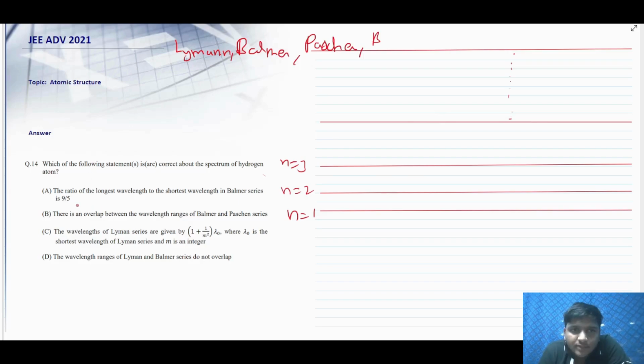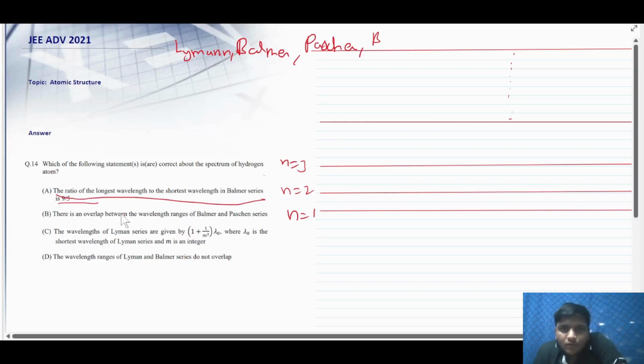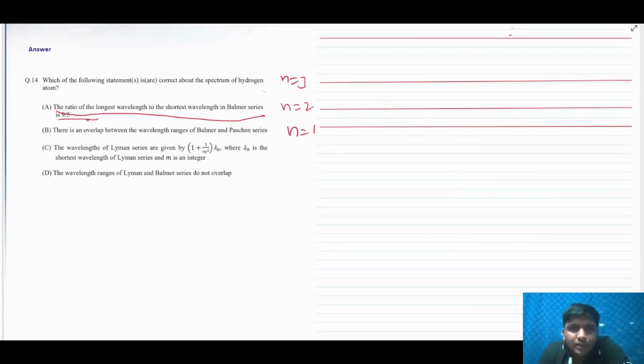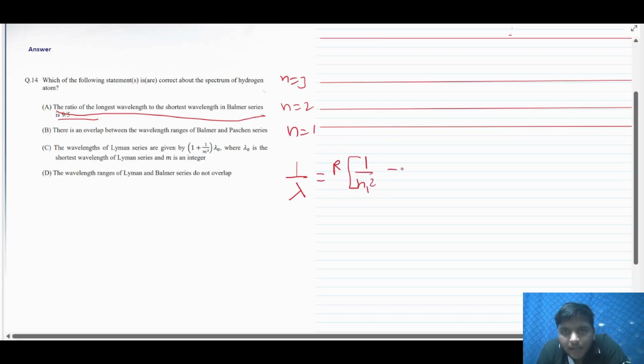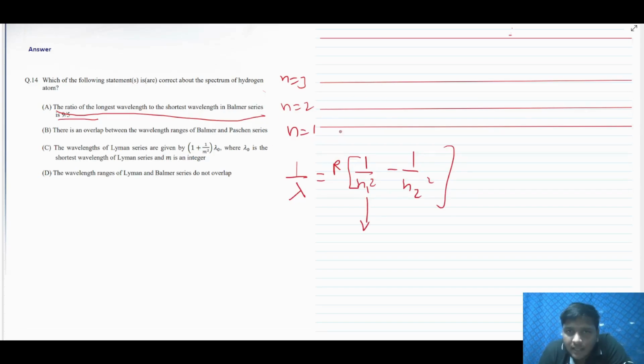So let's see how we can solve this. Our first option says the ratio of the longest wavelength to the shortest wavelength in the Balmer series is 9 by 5. So how can we judge which is the longest and the shortest wavelength? For this, we use the formula: 1 by lambda is equal to R times (1 by n1 square minus 1 by n2 square), where n1 is fixed for each series. Like if we are doing the Lyman series, n1 will be fixed as 1. If we are doing Balmer, then n1 will be fixed as 2.